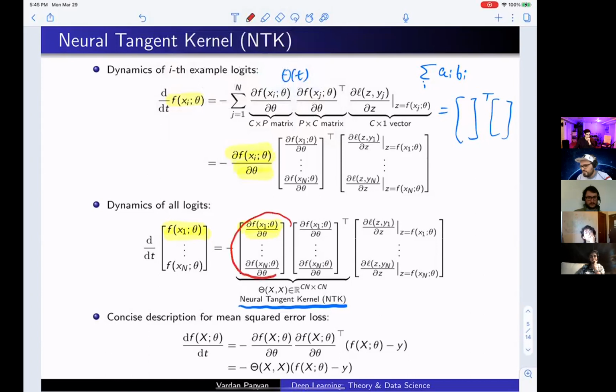What are the dimensions of this whole matrix? Does anyone know? What are the dimensions? This is an important dimension to understand. Cn by P. Wow. It is indeed Cn by P. That is correct. Now, why is this very important?